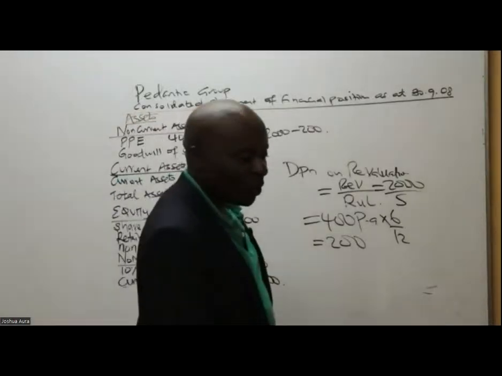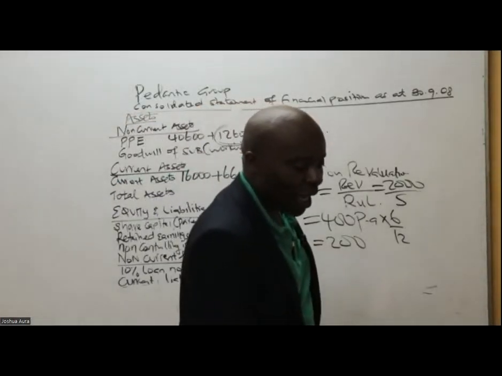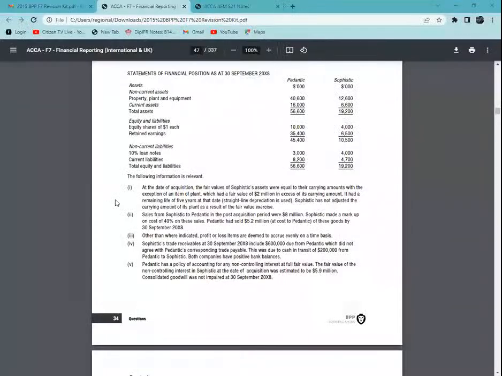Now, with your permission, I will go to note number 2. Sales from Sophistic to Pedantic in the post-acquisition period were 8,000. This is what we call fake sales. There is no way you can claim that you are selling goods to your close family member. This is a fake sale, which we subtract from our income statement metrics. Very nice. I'm not interested in that, but I'm interested in the statement that follows.